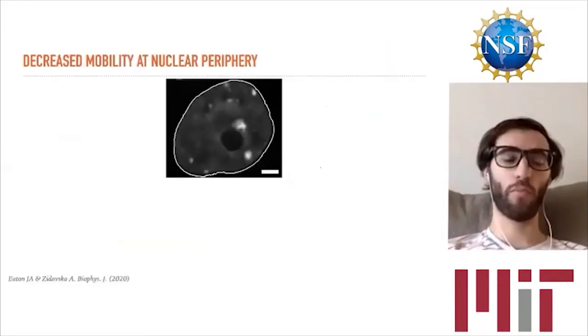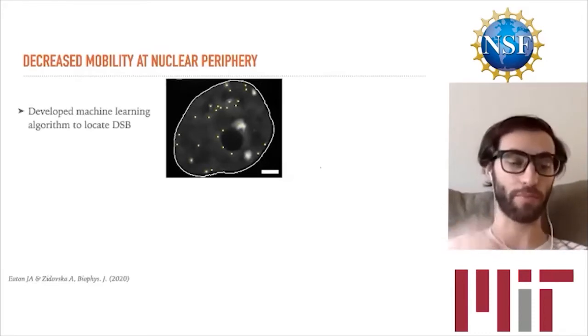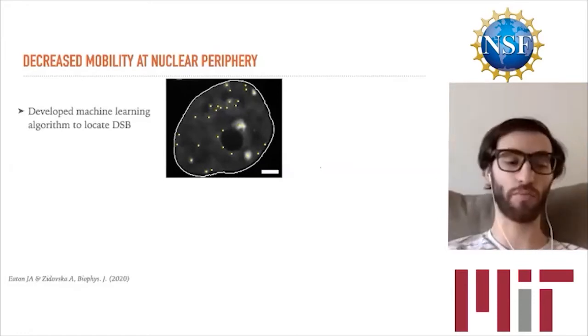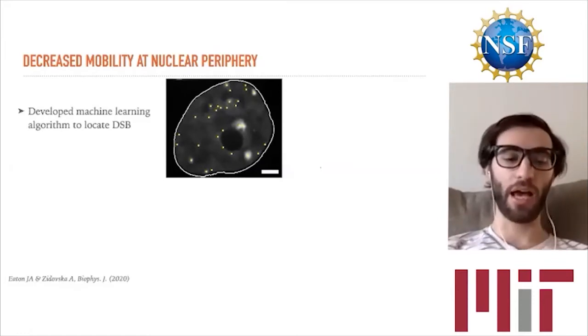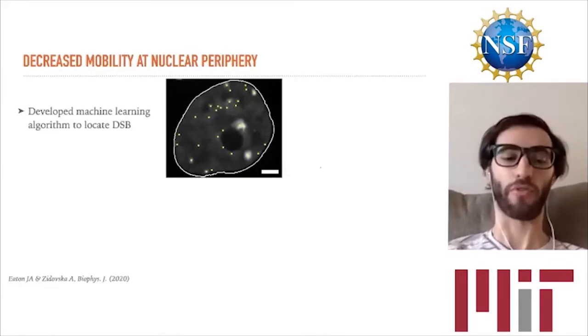So once we have all of our data, the next step is we locate our DSB foci using a custom machine learning algorithm. And then we count the number of DSBs in every single cell. Although I'm not showing the data right here, as we go to greater concentrations of the drug, we do find that we have more breaks, as one would expect.